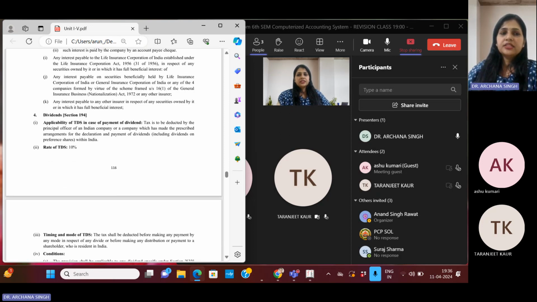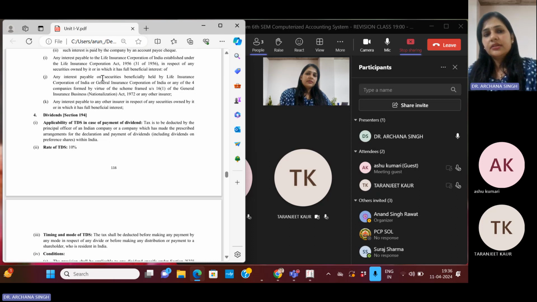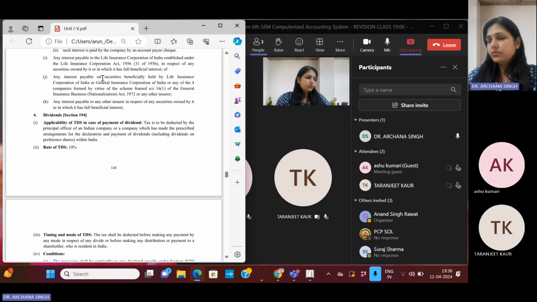Then next is any interest payable to LIC, Life Insurance Corporation of India, established under the Life Insurance Corporation Act 1956, 31 of 1956, in respect of any security owned by it or in which it has full beneficial interest. तो वहां पे भी you don't have to deduct the tax at source. So next is any interest payable on securities.